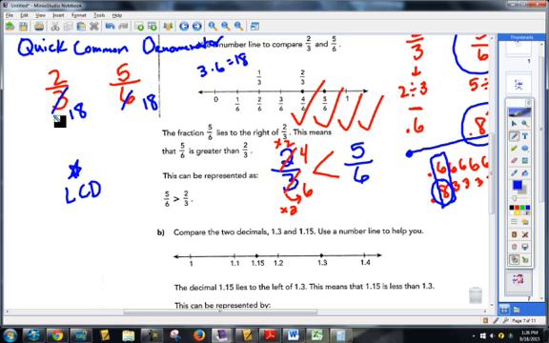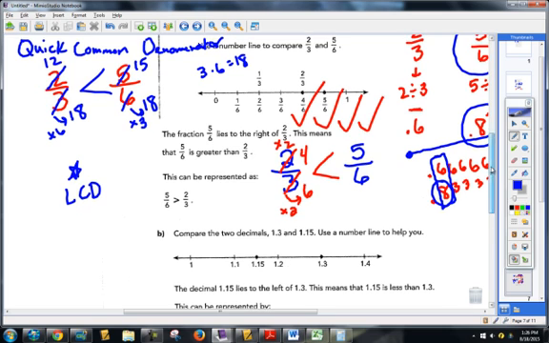Now remember, whatever you do to the bottom, you must do to the top. So if I multiplied 3 by 6 to get 18, then I've got to do that up here. 2 times 6 and get 12. And over here, I did 6 times 3 to get 18. I've got to do 5 times 3 to get 15. Now I have 12 18ths and I have 15 18ths. Still the same answer. It doesn't matter how you do it. Okay? I could also use a common denominator of 12. 6 can become 12. 3 can become 12. So I could use that as well.